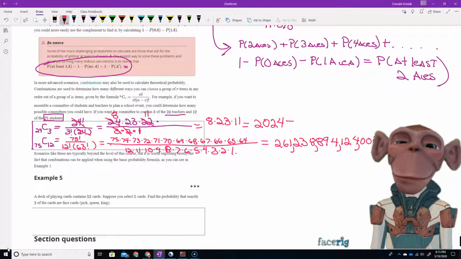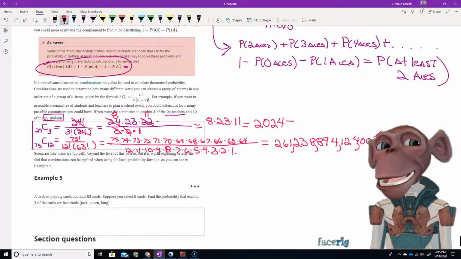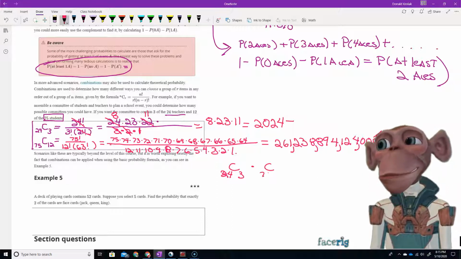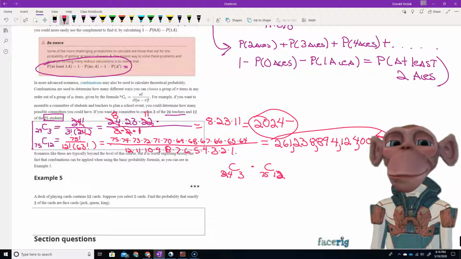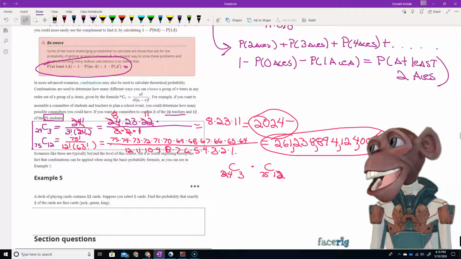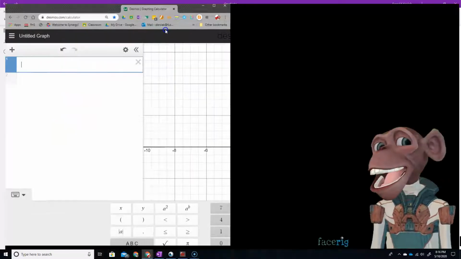So each combination of a group of 3 teachers would be paired with one of these combinations. To find the total number of combinations, we would take the 24 choose 3 and multiply it by the 75 choose 12, which means we're multiplying this number and this number, which becomes huge. All right, so let's just use Desmos to do that for us.